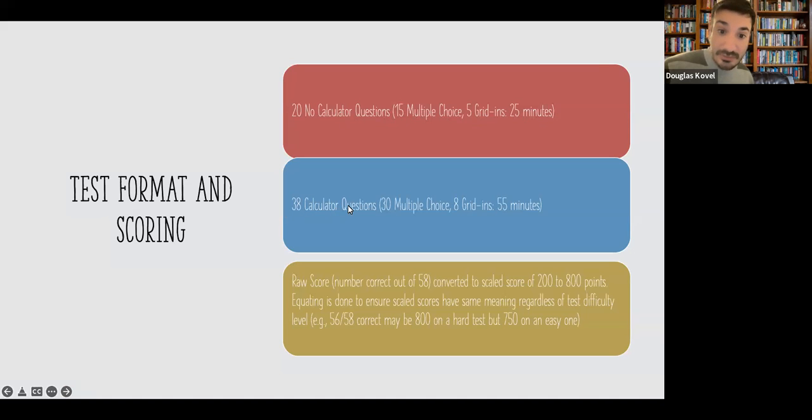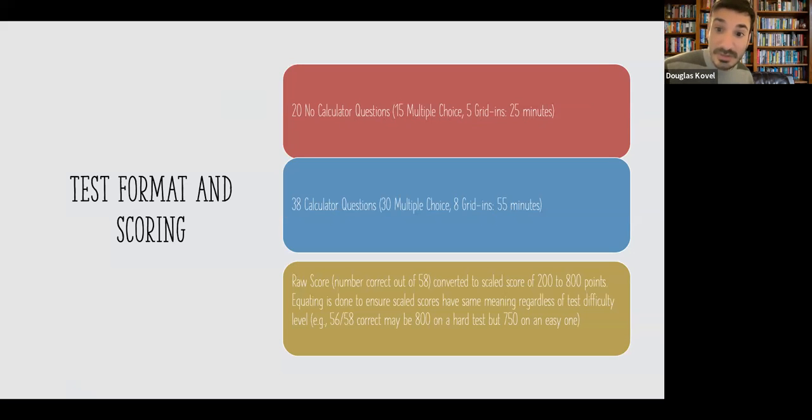And then the calculator section is 38 questions. 30 of them are multiple choice, 8 are grid-ins, and you have 55 minutes for that part. I do recommend using a graphing calculator if you're able to access one, because it could definitely be helpful on a few of the questions. And there are a few technical things to note about the format that I think are useful to know.